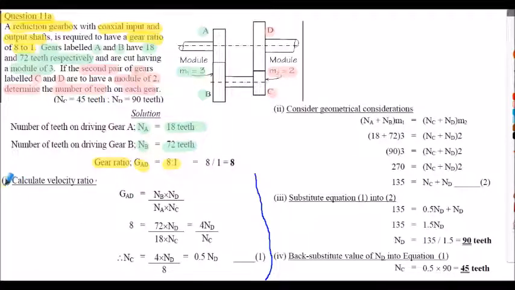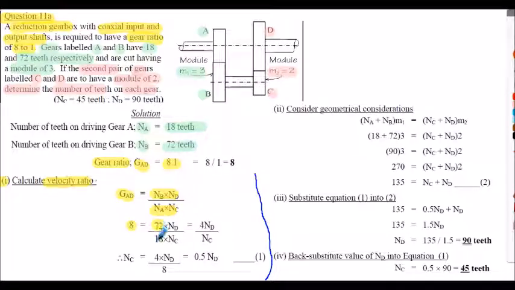So step 1, we've got to consider the velocity ratio or the gear ratio. G_AD I've labelled it as here. And don't forget that's the product of the number of teeth on the driven gears, B and D are driven gears here, divided by the product of the number of teeth on the driving gears, A and C. Inserting our values, the gear ratio is 8, the number of teeth on gear B, 72, on gear A, 18 teeth.